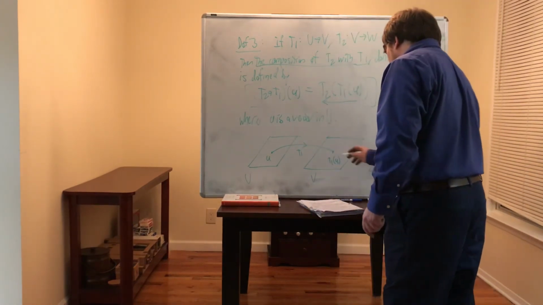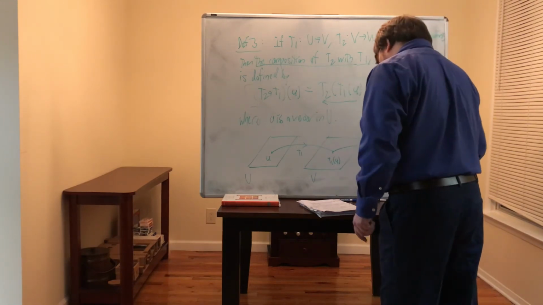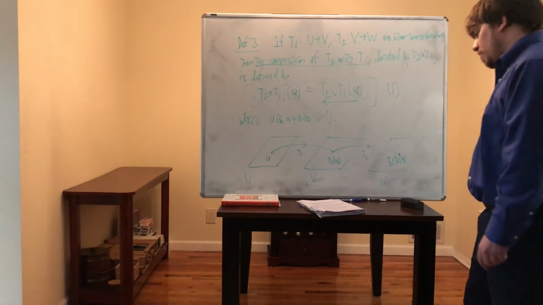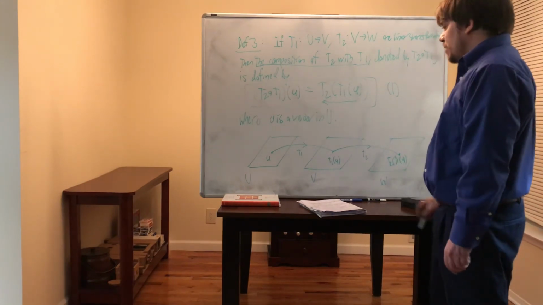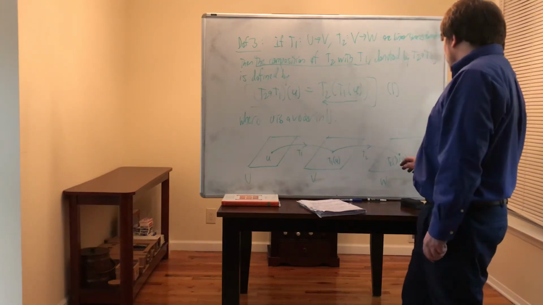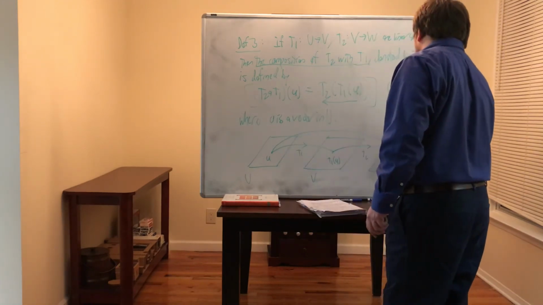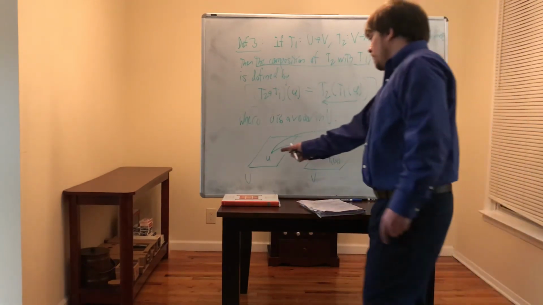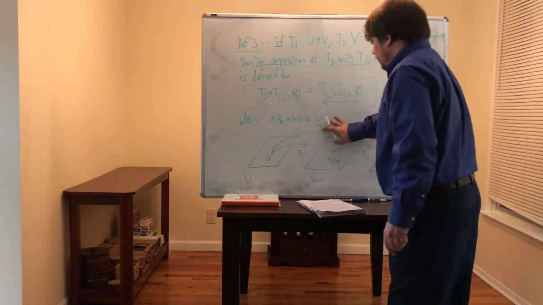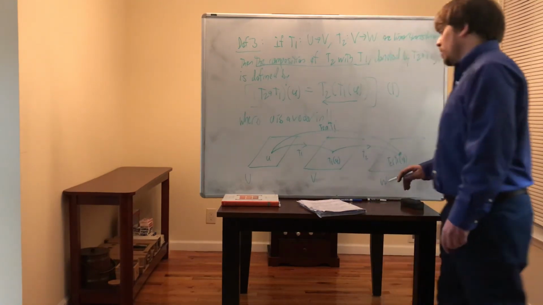And then T2 would take T1 of U, and T2 would map T1 of U to T2 of T1 of U, and that would be in vector space W. But then another way to take U and map it to T1 of U under T1, and then map T1 of U to T2 of T1 of U under T2, would just be to take U and go directly to the endpoint, T2 of T1 of U, by taking T2 composed with T1. And so this is a picture that is illustrating what T2 composed with T1 is.